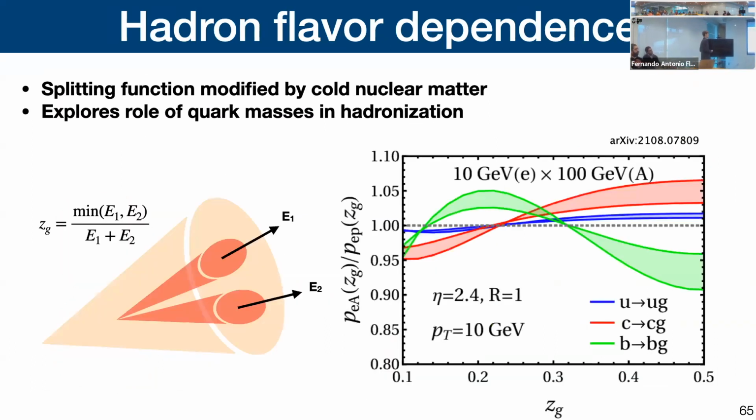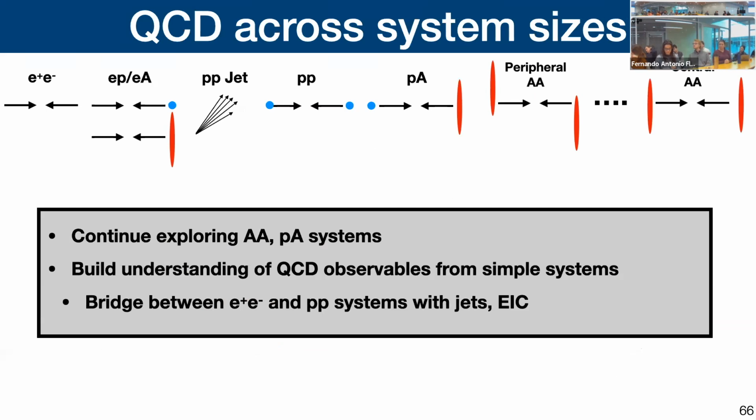Also, we can use a similar observable, the ZG of the groomed subjets, to look for things like the role of flavor and quark mass in the hadronization process. So remember, this ZG is this balancing of the various subjets. And you can see from this prediction that they predict a difference, for example, if you have a B quark or up quark in the ZG yields that you see here. So you can actually distinguish various effects from the quark masses. So let me come back to this.